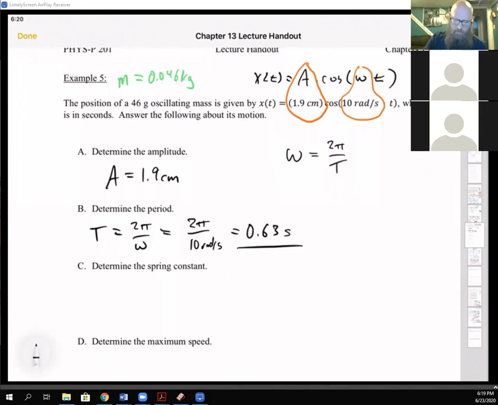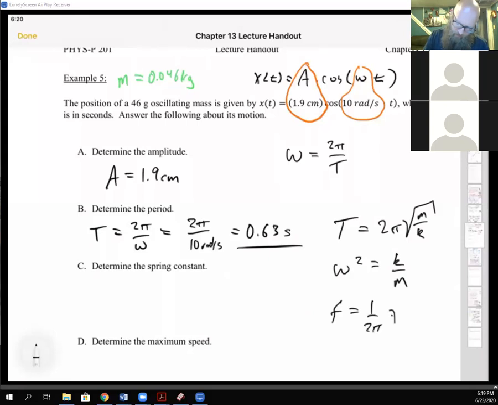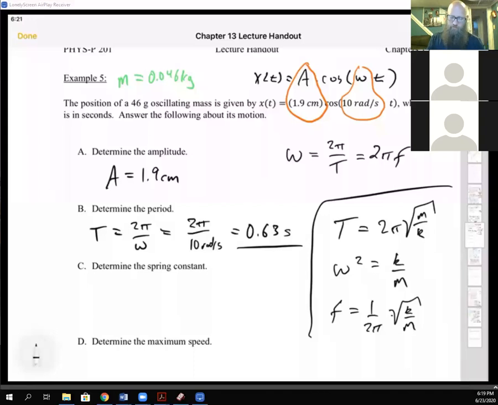It depends on both the mass and the spring constant. As a reminder, that is, I see, I understand what's going on. That is, we can do this. Period is 2 pi times the square root of m over k. I also know that omega squared equals k over m. I can also relate this to frequency. Frequency is 1 over 2 pi times the square root of k over m. Right, so these are all equivalent because omega is related to frequency as well.